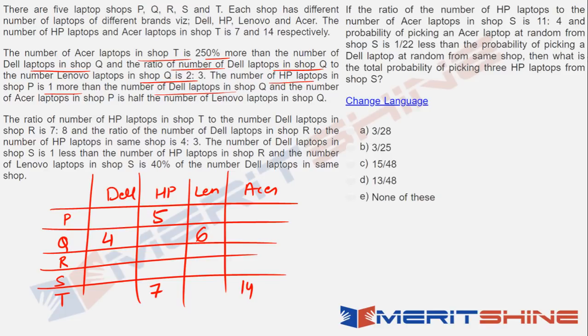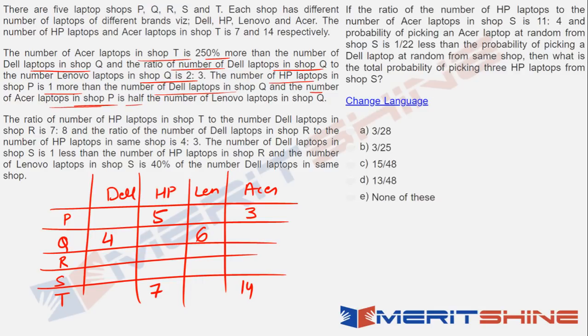Again easy to fill. The number of Acer laptops in shop P is half the number of Lenovo laptops in shop Q. Lenovo in Q is 6, so half of it would be 3. So Acer in P would be half of 6, that is 3. So this is how you solve a caselet.